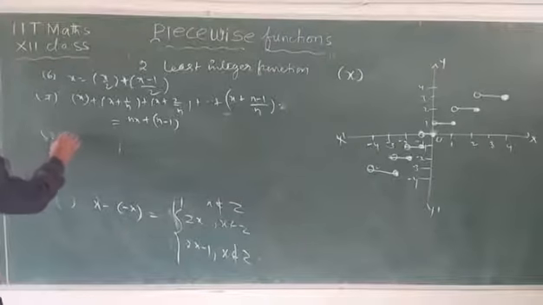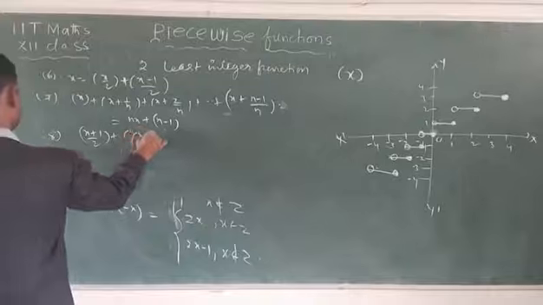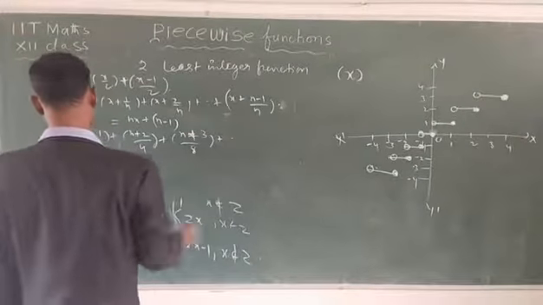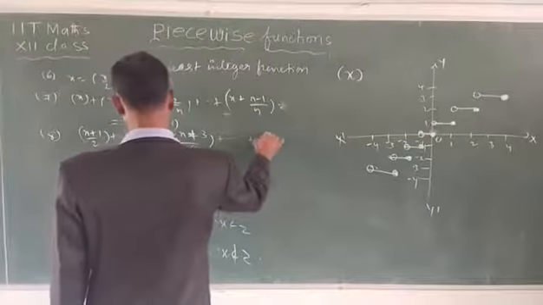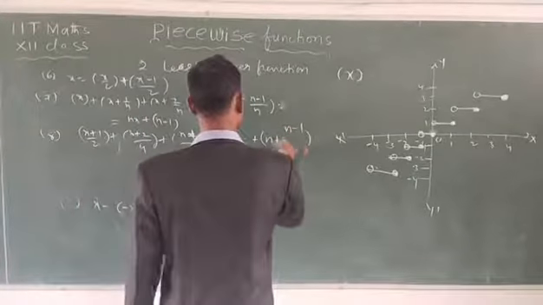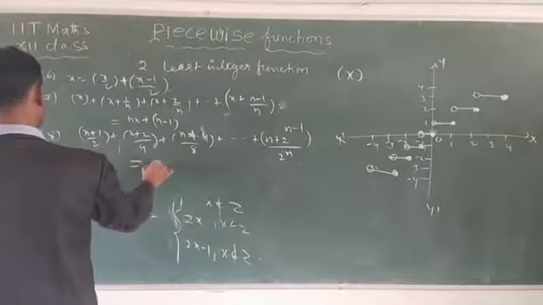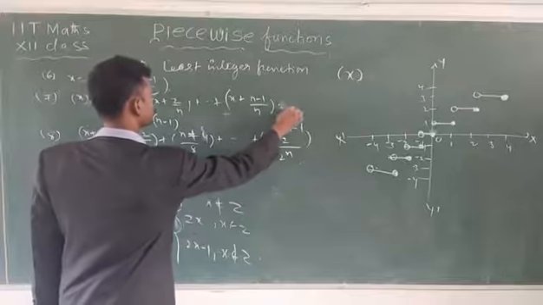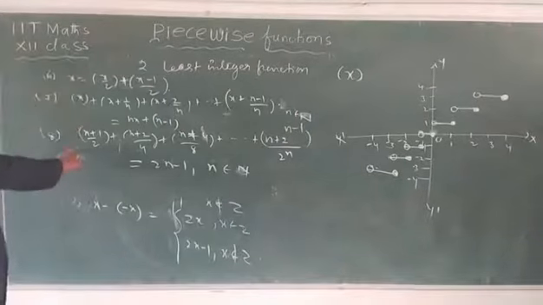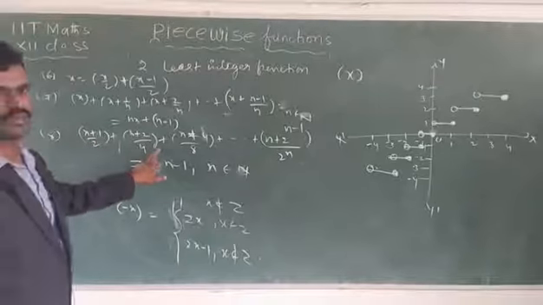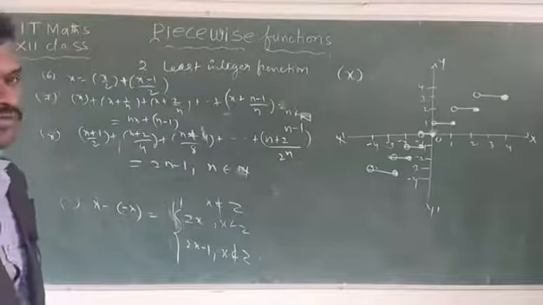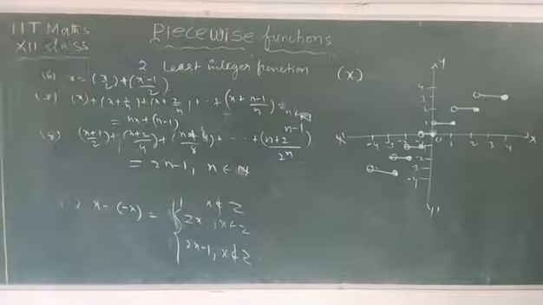Next, the eighth one: step of n plus 1 by 2, plus step of n plus 2 by 4, plus step of n plus 4 by 8, and so on, up to step of n plus 2 power n minus 1 by 2 power n, is equal to n, where n belongs to Z. Here also n only. Okay, note down these formulas.